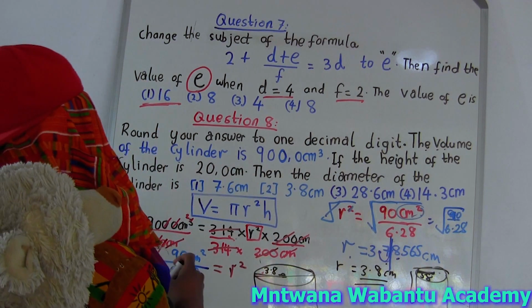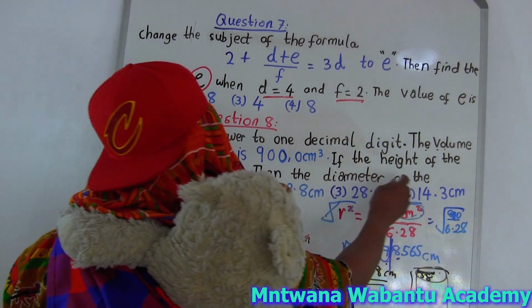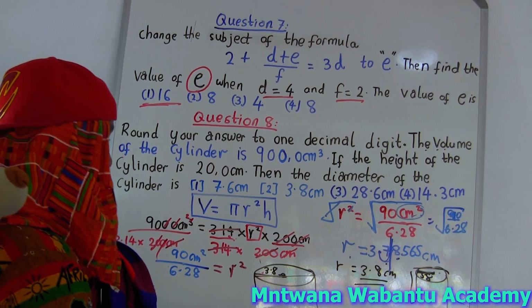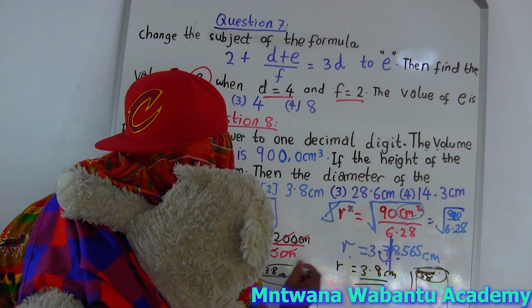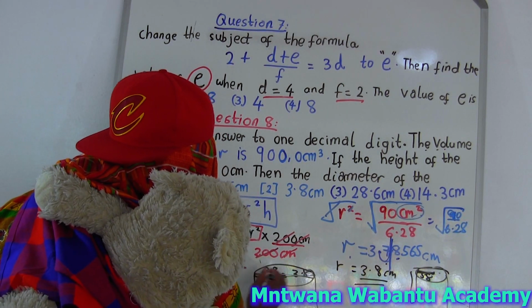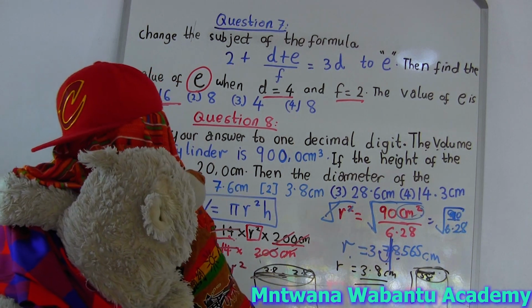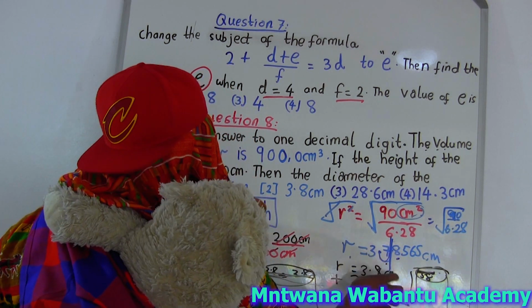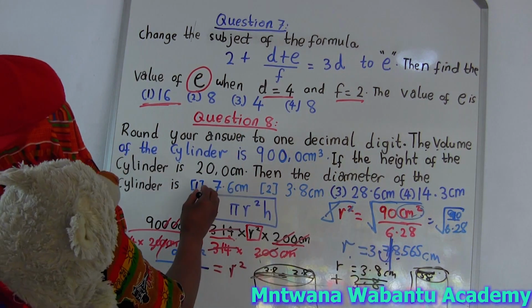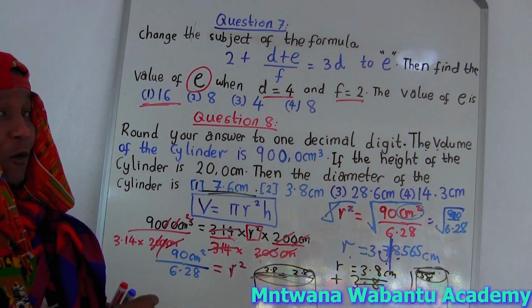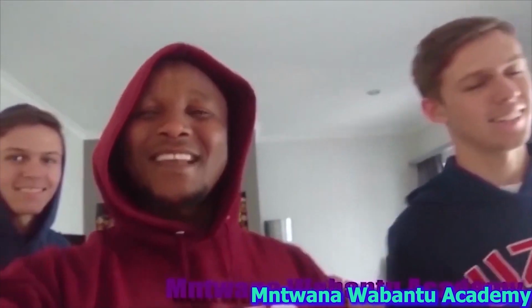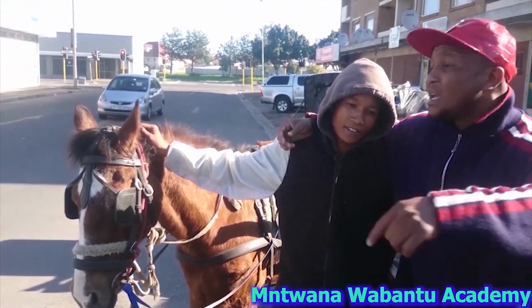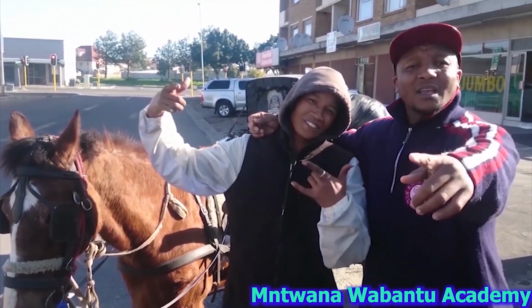And if you go to the question here, they want the diameter of the cylinder, which means I must take the 3.8 and then another 3.8, so we have the whole full diameter. So 3.8 plus another 3.8, or you can just say 3.8 times 2, is going to give us 7.6. So this is the diameter of the cylinder. You do this question, and it's easy like that.